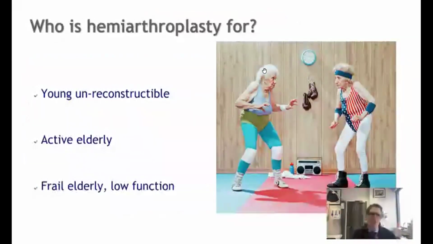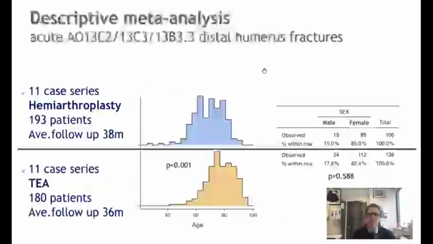So the question then remains, well, who is a hemiarthroplasty for? Is it for all distal humerus fractures that are unfixable? Should we be using it in younger patients in preference to total elbow replacement? Or should we be saving it for the more active elderly patients or frail older patients who have low functional demands?